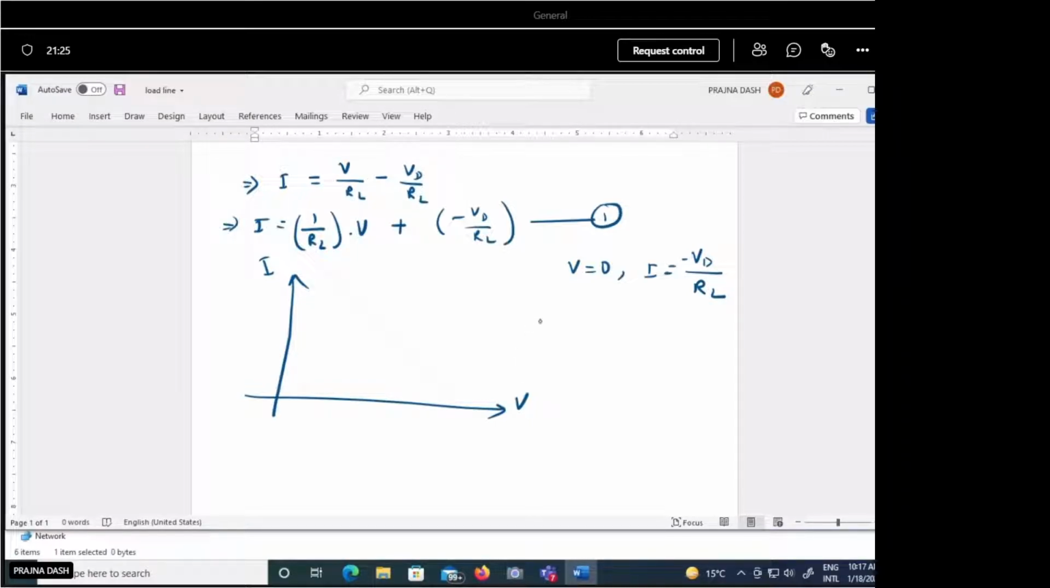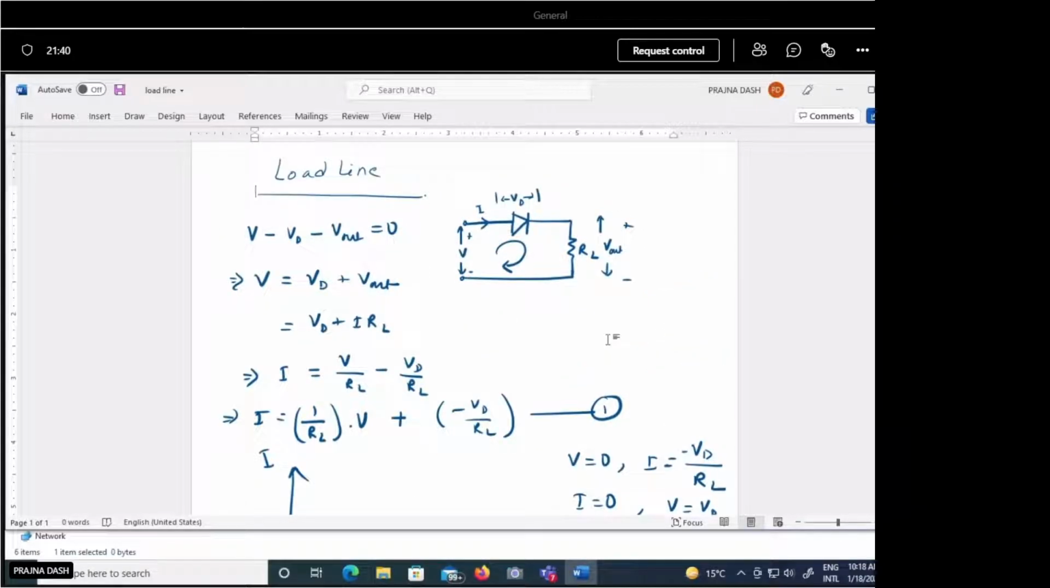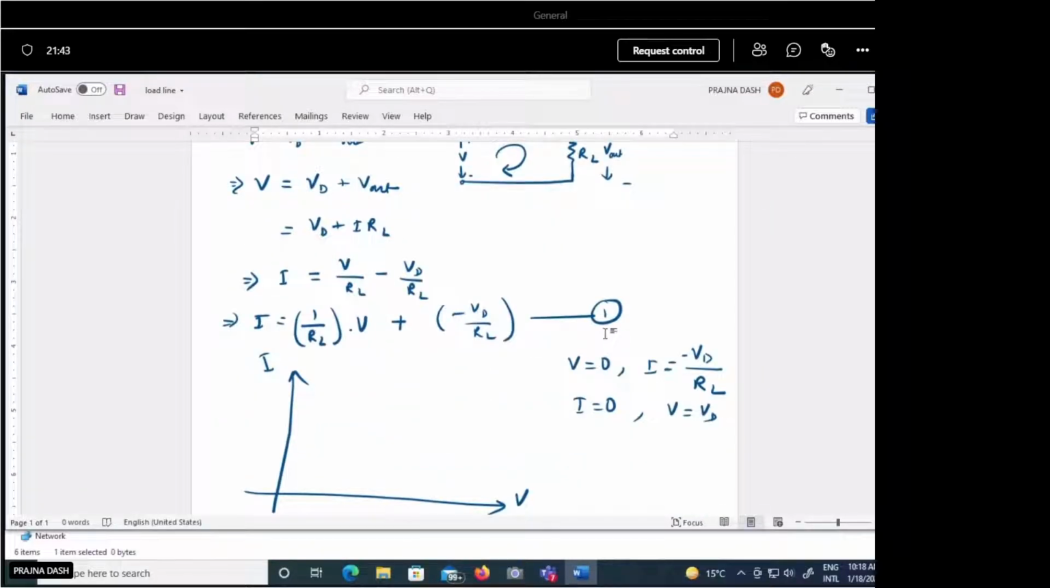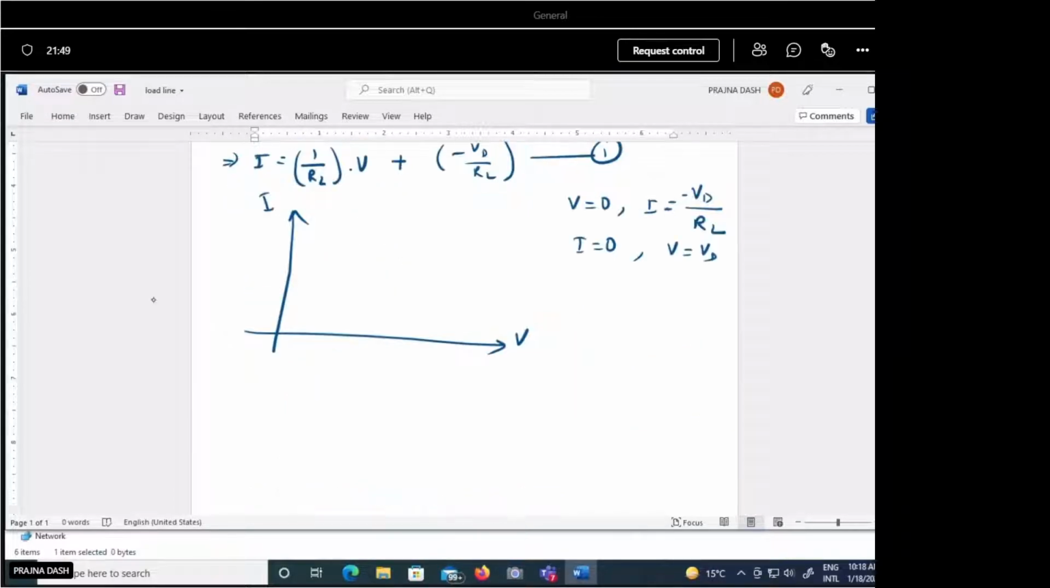Or if you take I is equal to 0, so V equals VD, the diode voltage. So two fixed points we are getting. When we get these two fixed points, how do we represent this? At V is equal to 0, that means the current axis. On this current axis, if you take the magnitude value, this VD by RL, somewhere the point will be here. This VD by RL point.